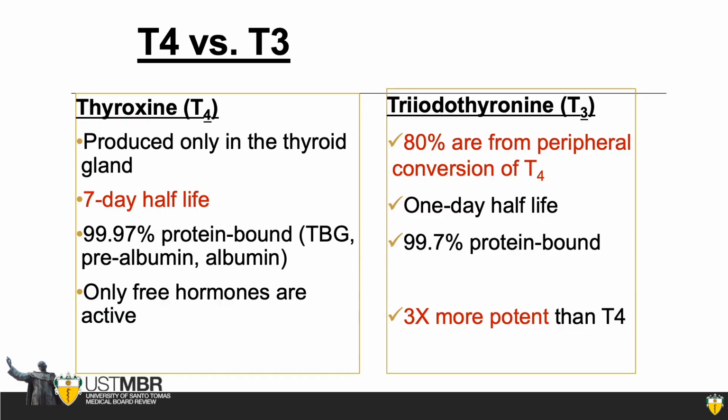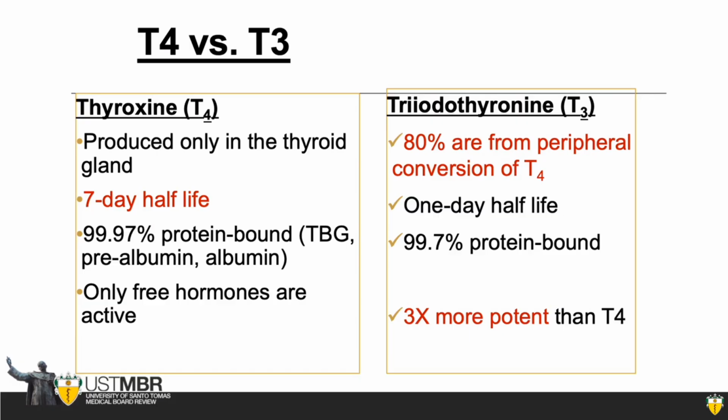So T3, why is it important that only 20% comes from the thyroid gland? This is the reason why knowing that 80% majority, the T3 is the more active hormone, 80% comes from T4. So generally in patients with hypothyroidism, the tablet that we give is only T4, not T3. The body will just convert it to the more active T3. It has shorter half-life. It's more potent. It's the real thyroid hormone.